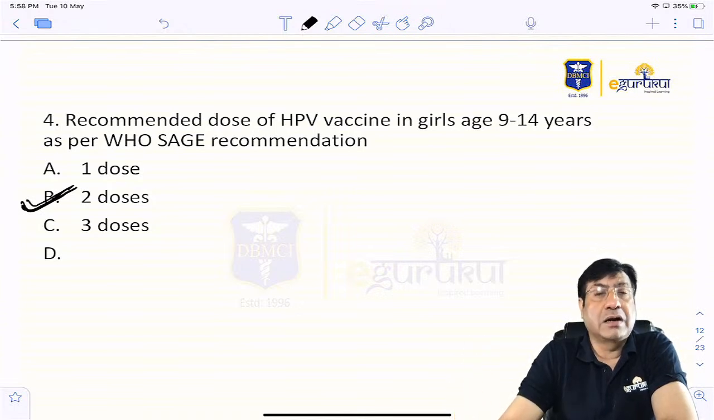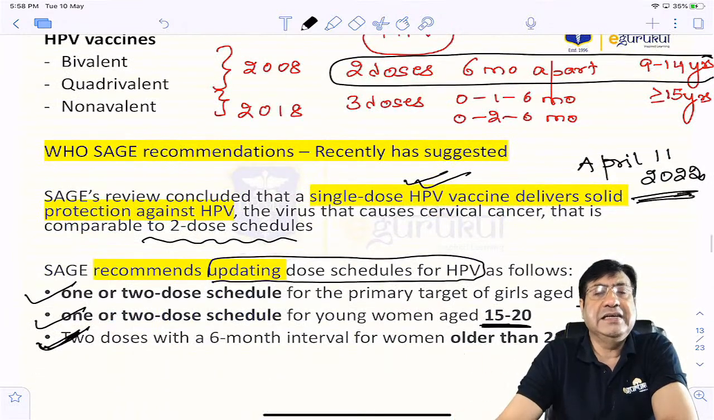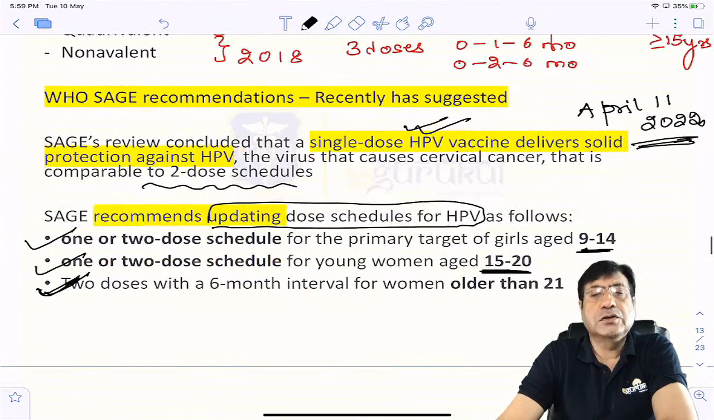My answer may not concur with many others, but I still feel that according to me a 2-dose schedule should be the best. Although yes, you should know that the WHO in its recent 11th April 2022 recommendation has suggested that a 1-dose schedule of human papilloma virus vaccine can be comparable to a 2-dose schedule in children between 9 to 14 years, and also between 15 to 20 years also.